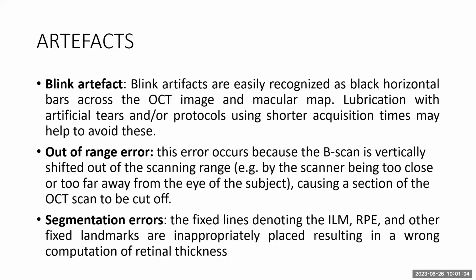And there are places where you have out of range errors because the scan came too close to the image, and then some part of the OCT is cut off. Then segmentation errors mean that the lines are not fixed correctly. There are two lines that every machine tries to fix in order to make its calculation. They put a line on the ILM and a line on the RPE. Those two lines are used as landmarks to count the retinal thickness. Imagine if those lines are farther away from where they are meant to be, or too close, you'll have a wrong calculation.